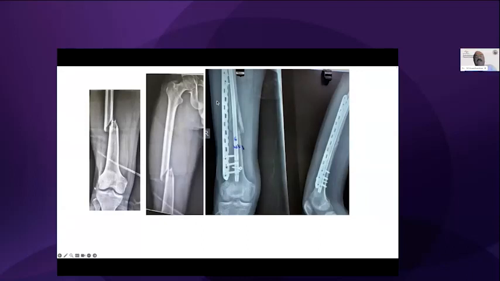We can see the distal third femur with the plating, augmentation plating at present. Yeah, plate and nail.